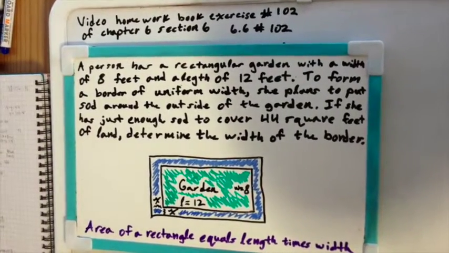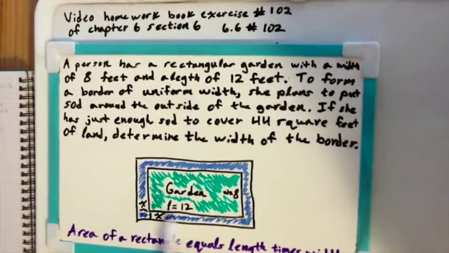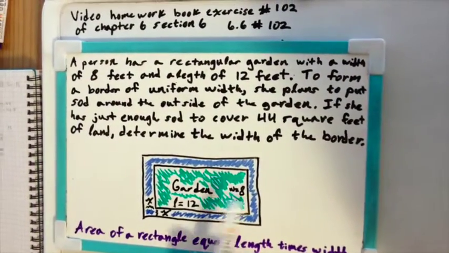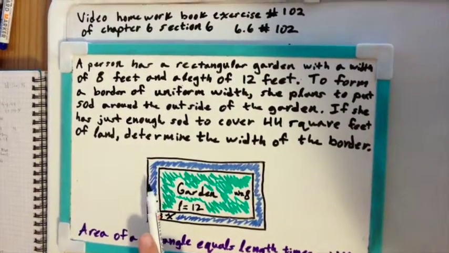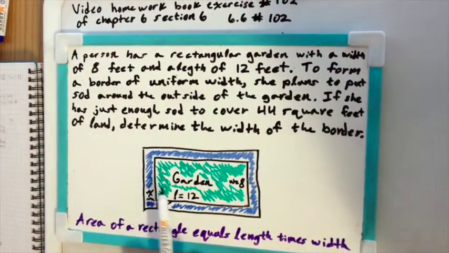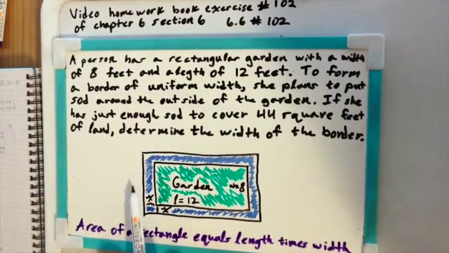So we're given here the information. She has a rectangular garden. Its length is 12 feet and the width is 8 feet. Then she's planning to put a uniform border of uniform width outside surrounding the garden.